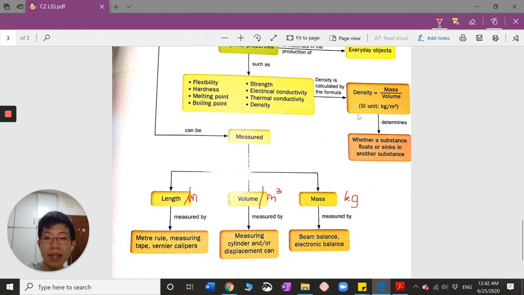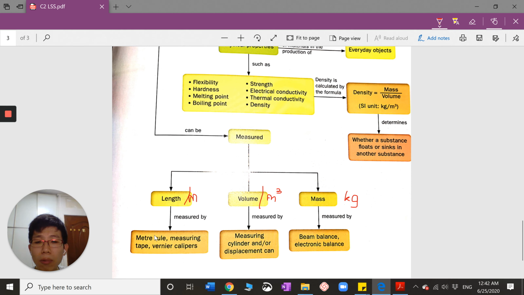So for length, the SI unit is meter. For volume, it is meter cube. You can think of it as, for volume, you need to take length times breadth times height. So there are three dimensions. That's why it's meter cube. Since the SI unit for length is meter, volume will be meter cube, meaning meter times meter times meter. So for mass, the SI unit is kg, not grams, kg.